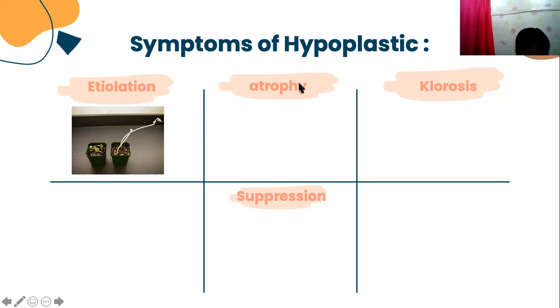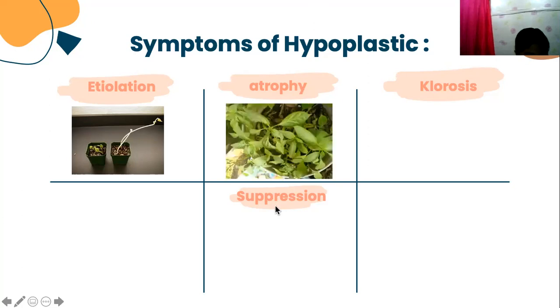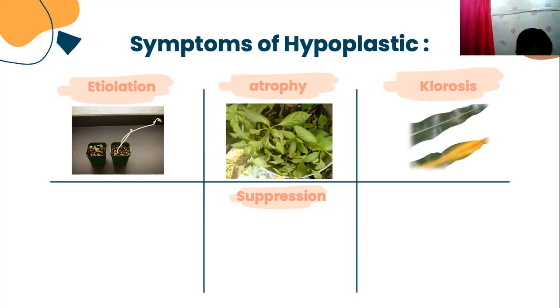Atrophy. Atrophy is hypoplastic, or shrinking. Feature 3, chlorosis, the loss of chlorophyll from the tissue of a plant, separation or not formed.